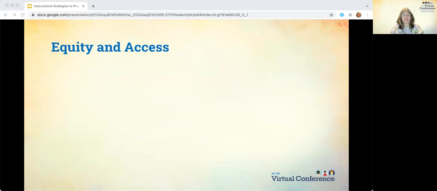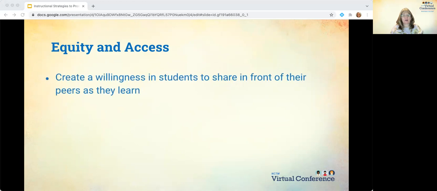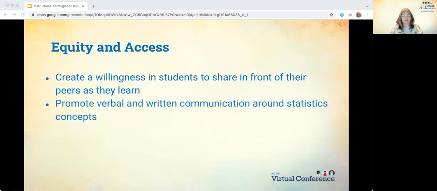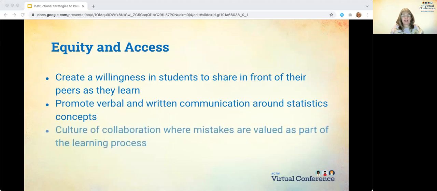So why would you want to use instructional strategies to promote reasoning and communication in statistics with your students? First, it creates a willingness in students to share in front of their peers as they learn. They're less afraid about being wrong and right, and they're willing to learn from their mistakes. These strategies promote verbal and written communication around statistics concepts, and these strategies help to build a culture of collaboration where mistakes are valued as part of the learning process.